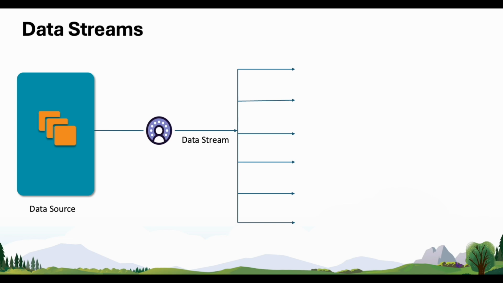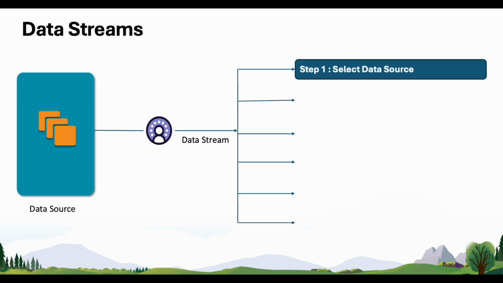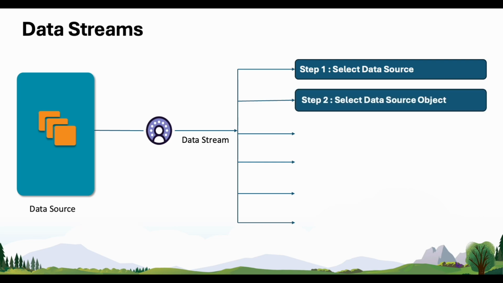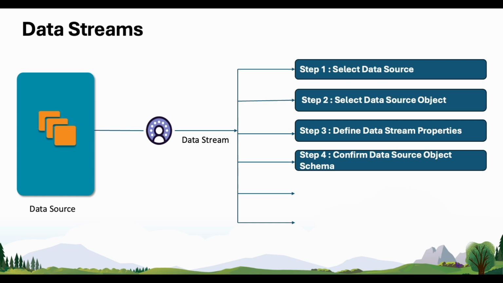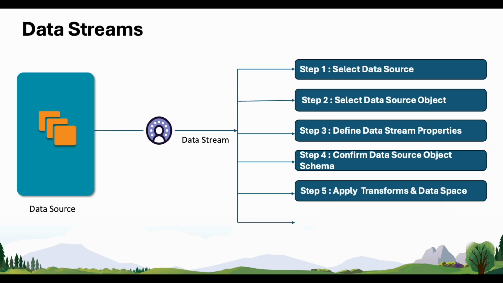When we are configuring a data stream, we need to follow the following steps. In step 1, we need to select the data source. In step 2, we need to select the data source object or dataset which we are going to bring into the Data Cloud. In step 3, we need to define the data stream properties, category, and the primary key. In step 4, we need to validate the source object schema, like the field labels and data types. In step 5, we can apply row-level transformations using formula fields and we can assign it to the relevant data space.